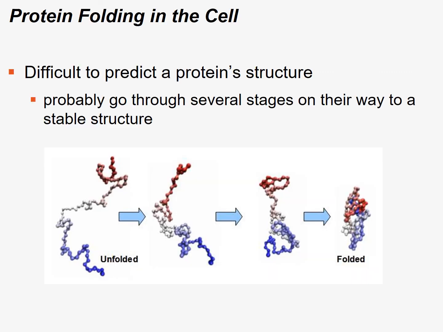Now, protein in the cell: it's difficult to predict a protein structure based on its amino acid sequence, although there is software online which can give you some predictions. It most likely goes through several stages of folding on the way to the most stable structure. Of course, it's going to start unfolded, but then it's going to start folding a little bit, then maybe change its shape, and then ultimately fold into its most stable structure. And its most stable structure is likely the structure in which it's most active or which it prefers.